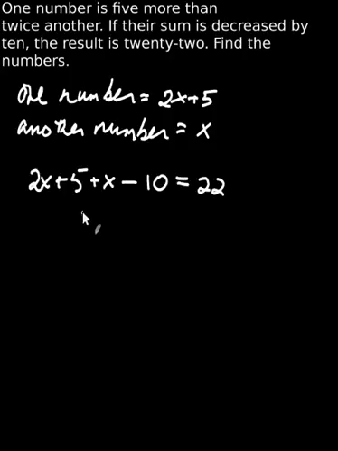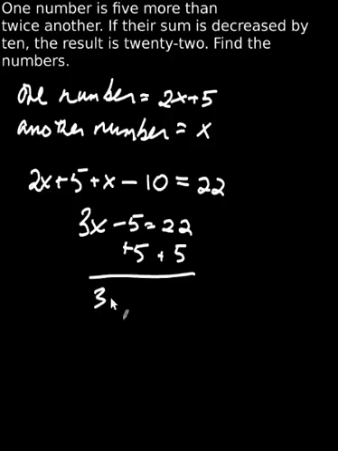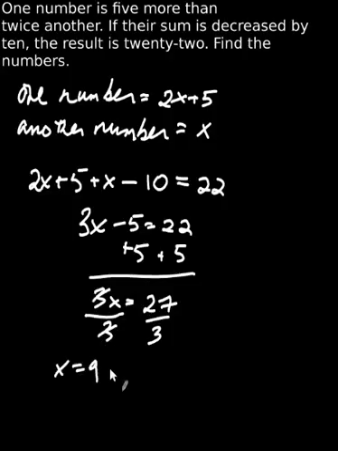It's going to be 3x, combining the 2x and the x, and 5 minus 10 is negative 5, equals 22. Now we're going to add 5 to both sides, so we get 3x equals 27. Now we divide both sides by 3, and x is equal to 9. Now what does x represent? According to this, x is another number. So the other number is 9.